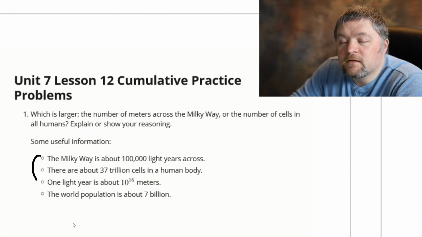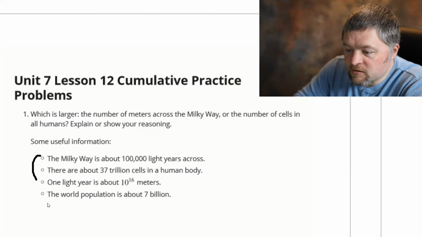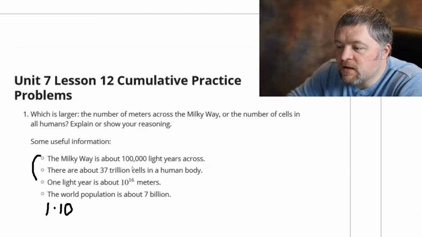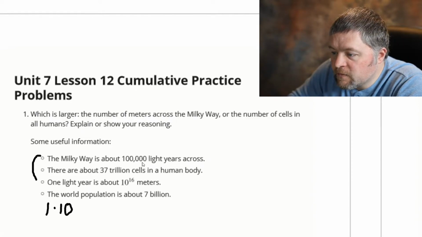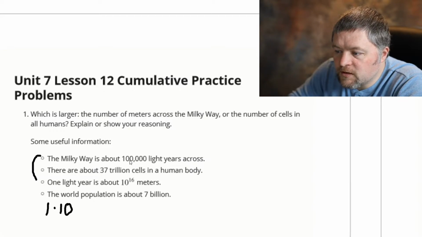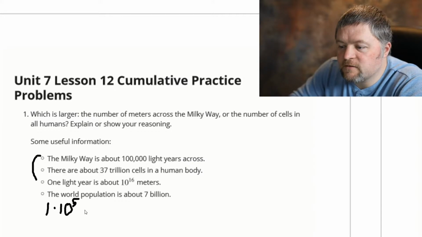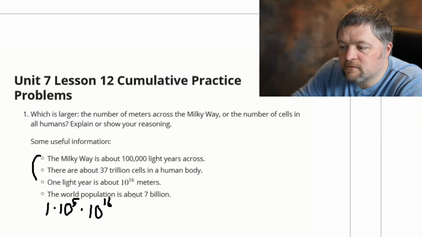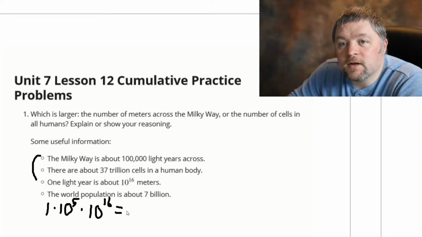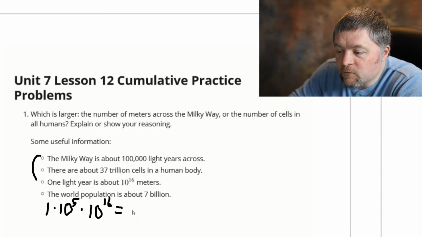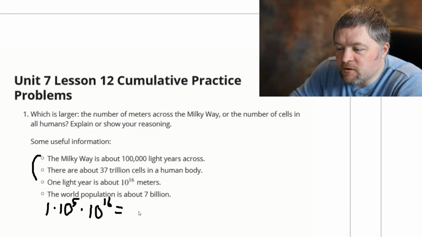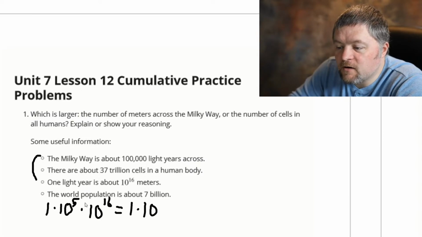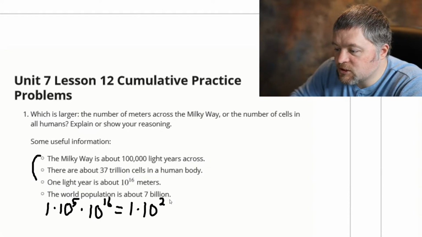100,000. First, let's put that into scientific notation. 1 digit in front of the decimal point is 1 times 10 to the power of, how many spots are we moving that decimal point? 1, 2, 3, 4, 5. 1 times 10 to the 5, and then we're multiplying it by 10 to the 16. Remember, when we multiply with like bases, we add the exponents. So we wind up with 1 times 10 to the power of 16 plus 5, which is 21.